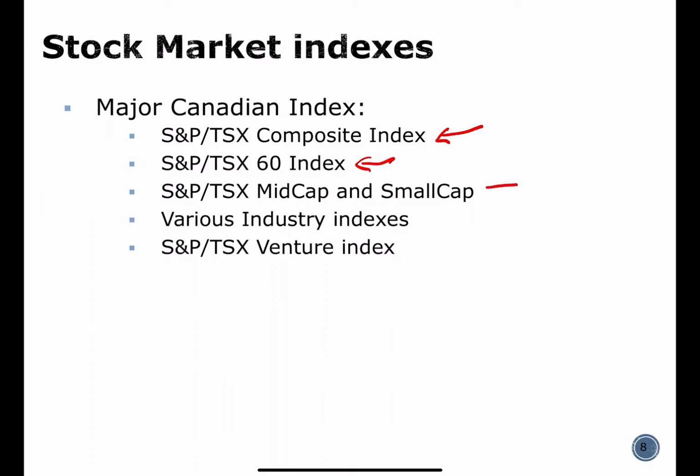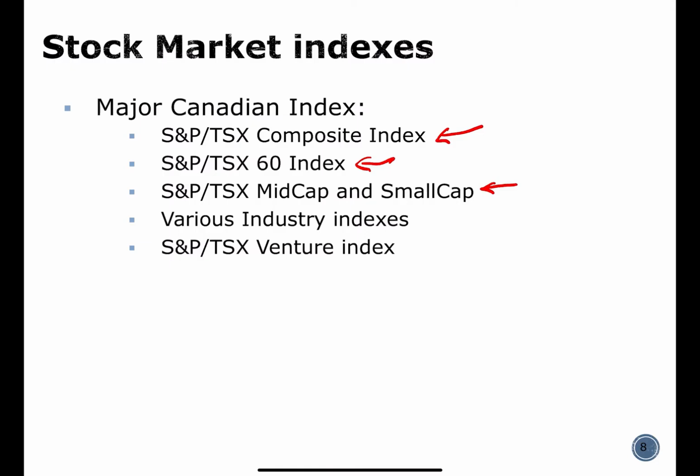And then you would also have the middle cap and small cap. Here, cap means market capitalization. So middle cap basically means that the market capitalization of these firms is in the middle tier. They're not the largest firms, but they're also not the smallest firms. Now, small cap, of course, are basically the small firms in the Canadian stock market.